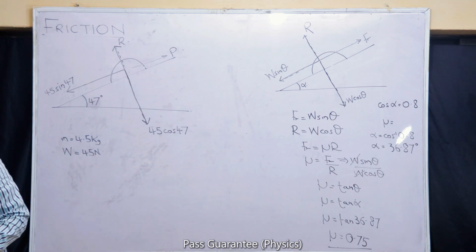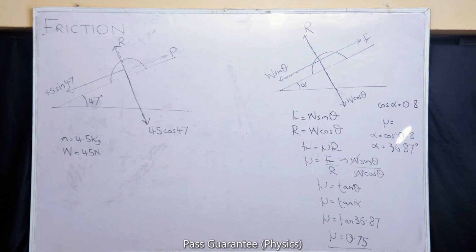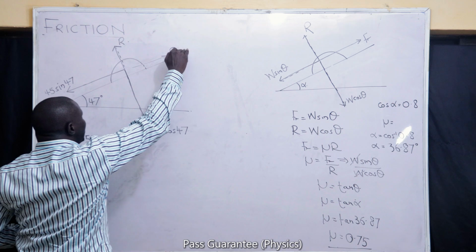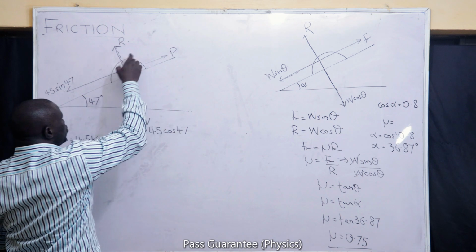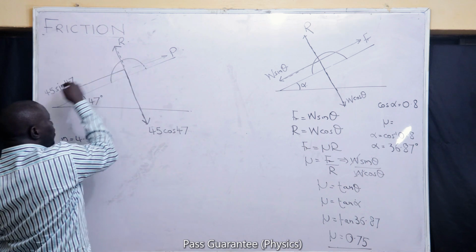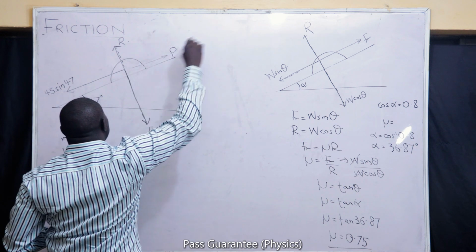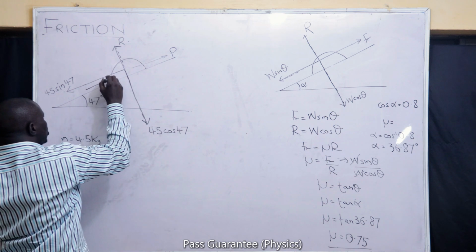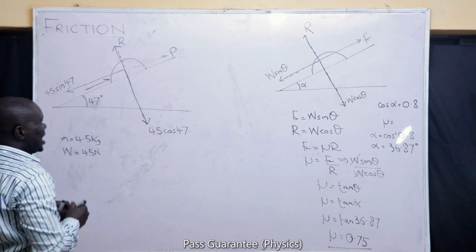Listen to the question. They said that I must find the force P that is parallel to the plane, and it must be enough to prevent the body from sliding down. It must be parallel to the plane. It must be along the plane, and it must not allow this object to fall down. Whatever will prevent it from falling down must be directed upward along the plane. You can show it like this, but you can also show it like this. Just show something that is upward, and that is correct.